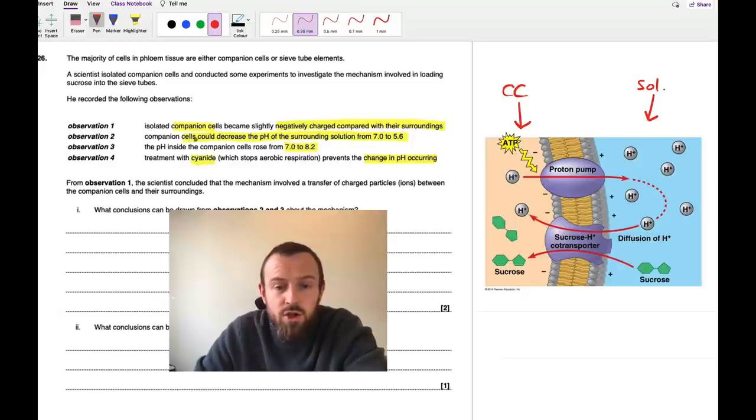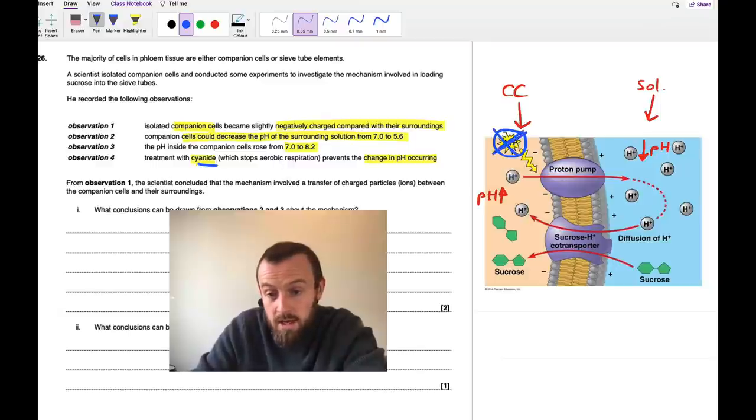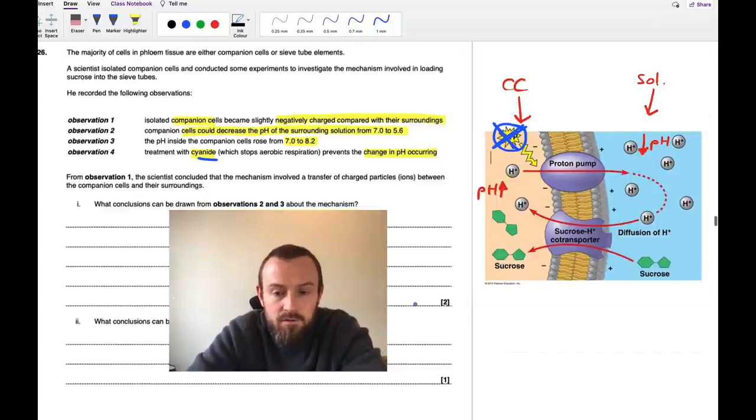Observation two, the pH of the surrounding solution would drop. If you look at these H plus ions here, the pH of this external solution would fall because more H plus ions equals a low pH. In here, if we're removing H plus ions, the pH inside the companion cell would increase. So that's observation three. And observation four, if we block the production of ATP, that's here, with cyanide, so there's no more ATP, then this active transport of H plus will not happen. And this whole loading of sucrose will not occur. Okay, so that's kind of the three marks.